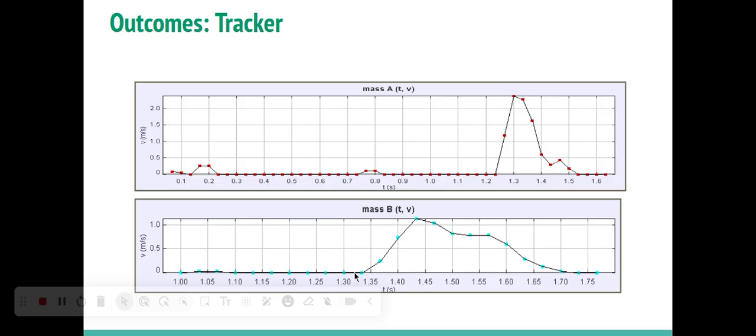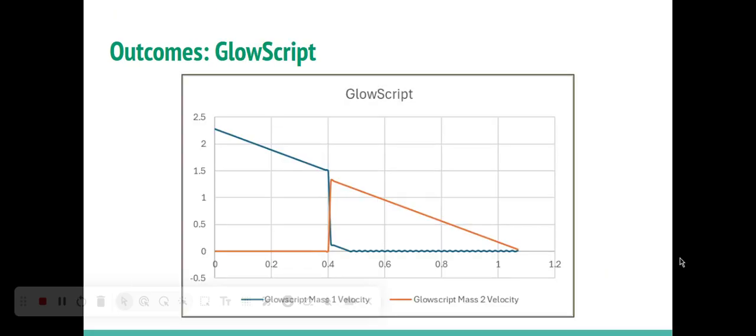And you'll see at a very similar time, when mass A begins to decline, mass B begins, thus indicating a collision. In GlowScript, you'll see a very similar thing. You'll see that GlowScript mass 1 starts very high and goes down with friction, and then it plummets. But at that same time, GlowScript mass 2 begins and then slowly decays due to friction.